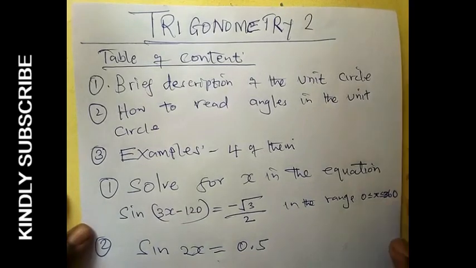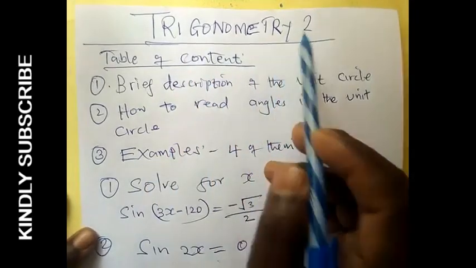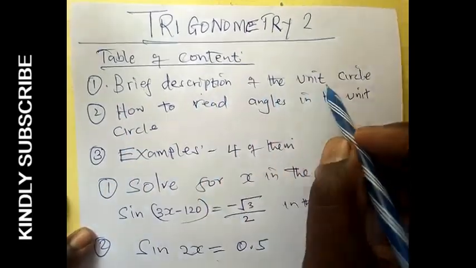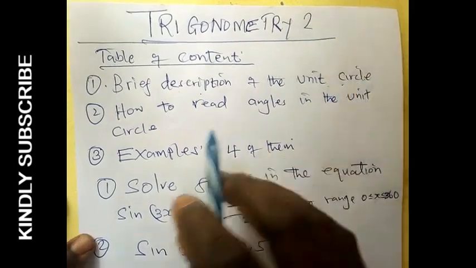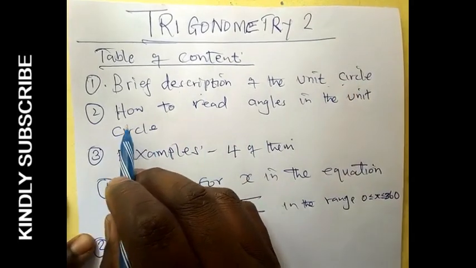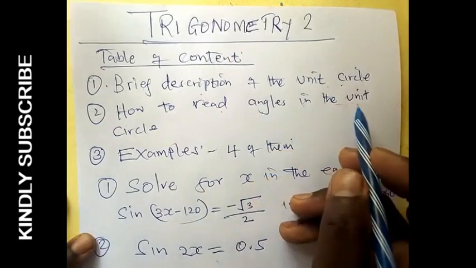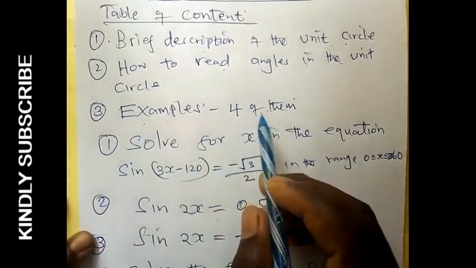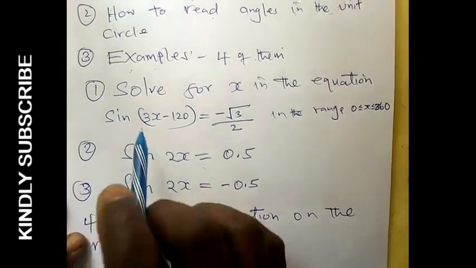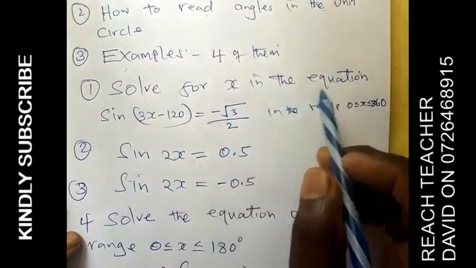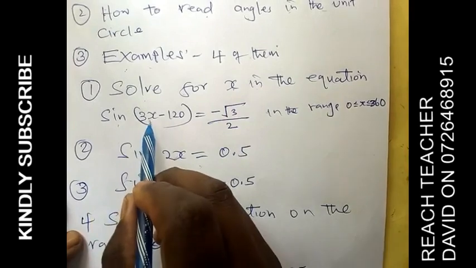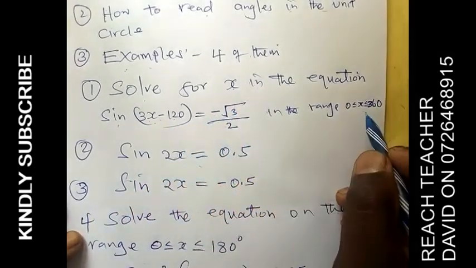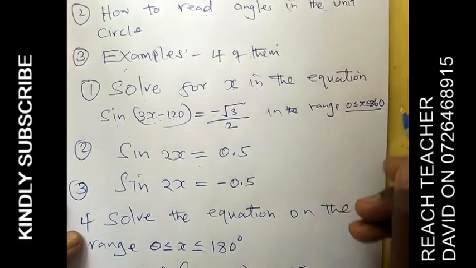Welcome. In this topic, Trigonometry 2, we will briefly look at the description of the unit circle. We will study how to read angles in the unit circle briefly, and then we will do 4 examples. The first example will be solve for x in the equation sine(3x minus 120) equal to negative root 3 over 2 in the range, this range.